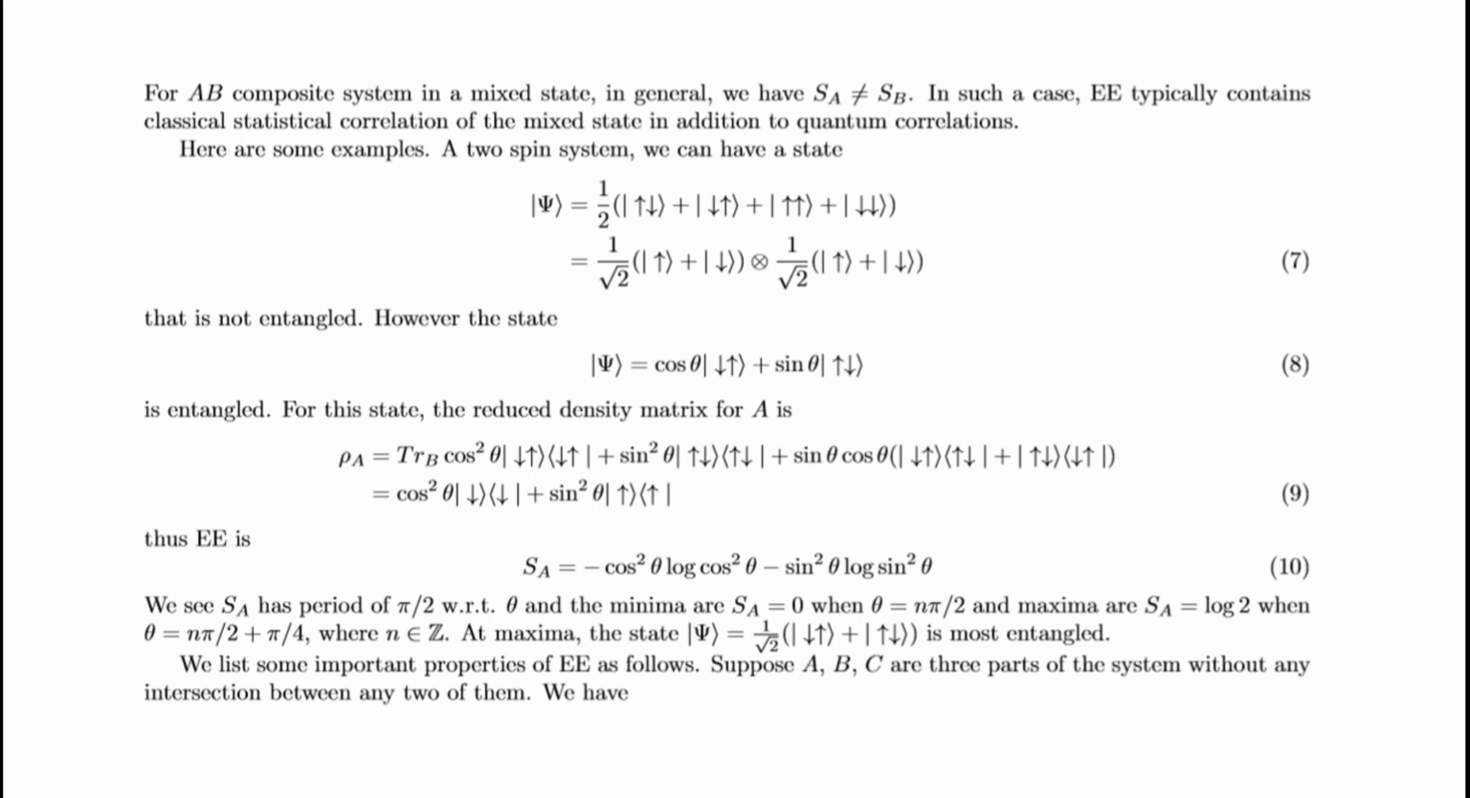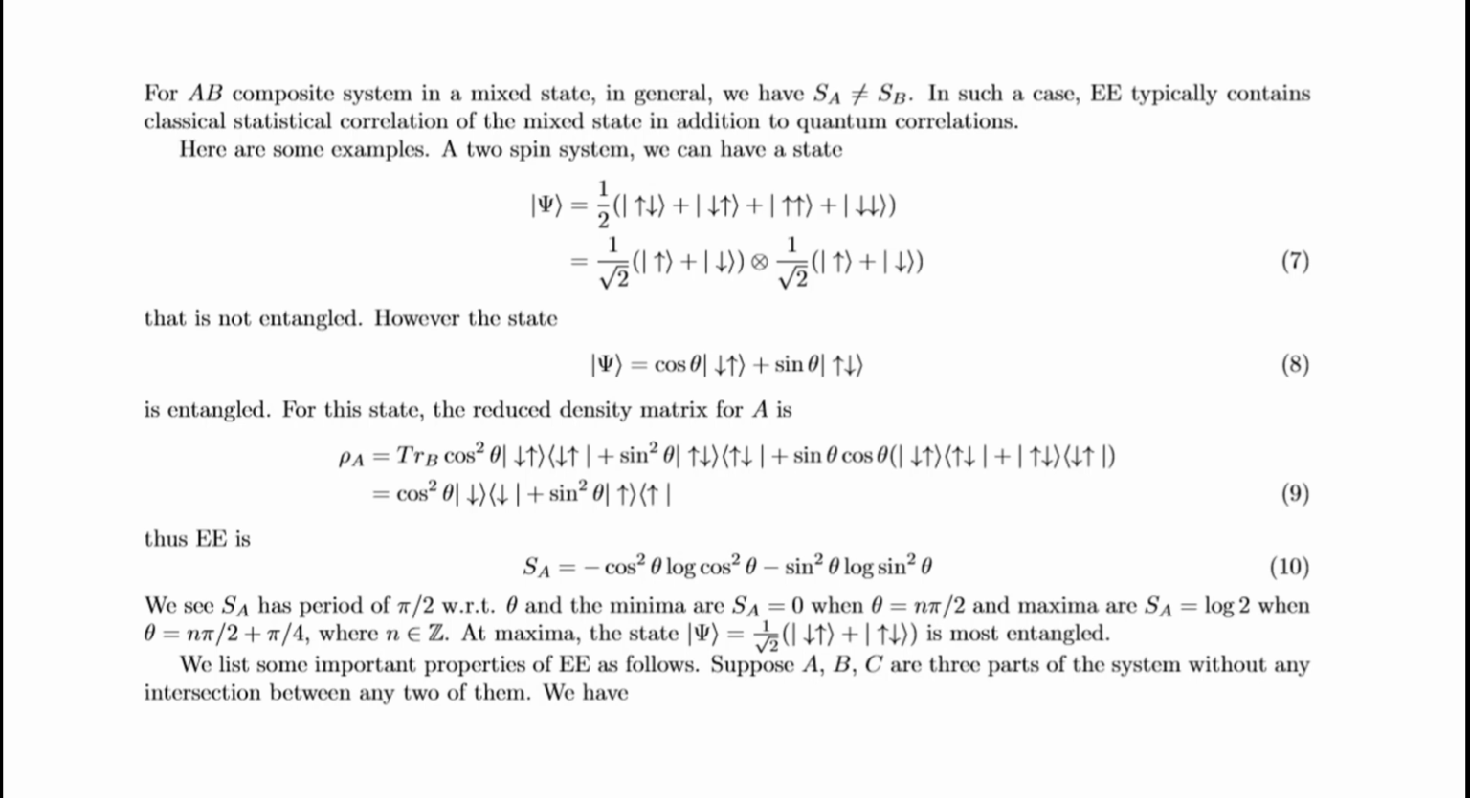Here are some examples. A two-spin system. You can have a state that is not entangled. However, this state is entangled. For this state, the reduced density matrix for A is this, and the entanglement entropy is this. We see that the entanglement entropy has a period of this. The minima are S_A is 0 when theta is n pi over 2, and the maxima are S_A is log 2 when theta is n pi over 2 plus pi over 4, where n is an integer. The maxima of the state psi are maximally entangled.